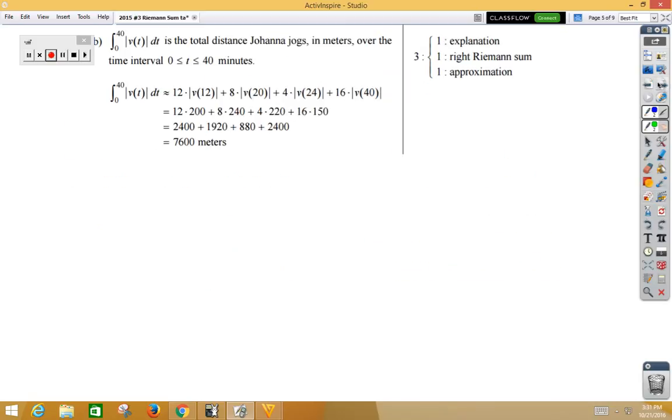And notice we want to make sure to put meters in our answer. So we've got 1 point for the explanation, total distance traveled or jogged in that realm. Right Riemann sum would be any of these or that top piece, and 1 point for the approximation.